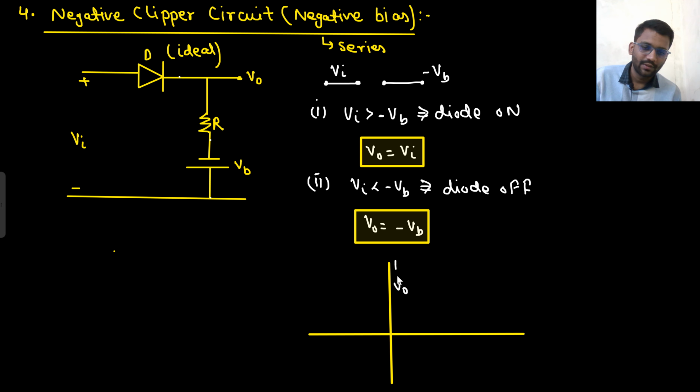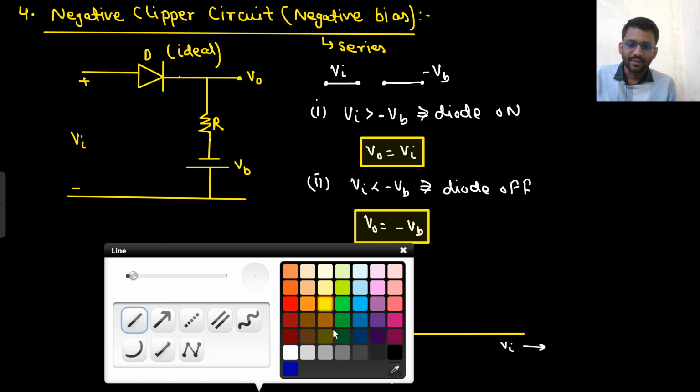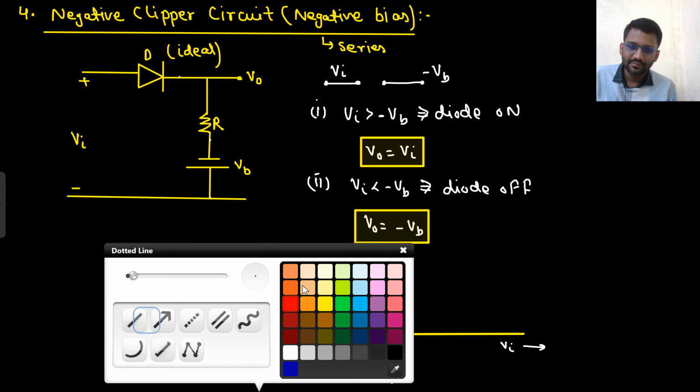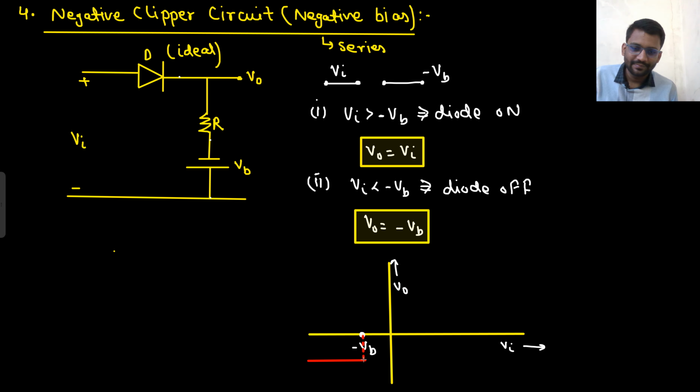So V naught versus V in. What is the transition point? That is minus VB. This point is the transition point. For V in less than minus VB, it is minus VB. So this point is minus VB. And for V in greater than minus VB, V naught is equal to V in.